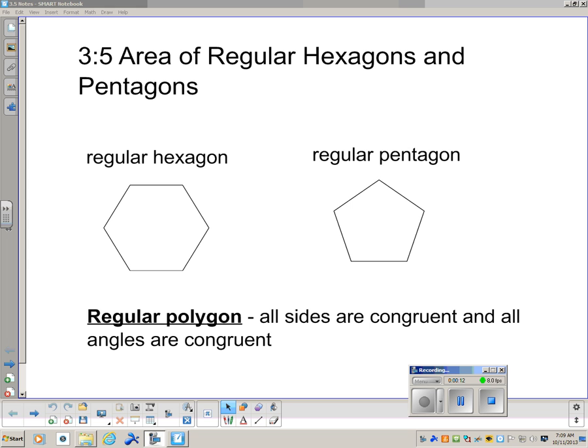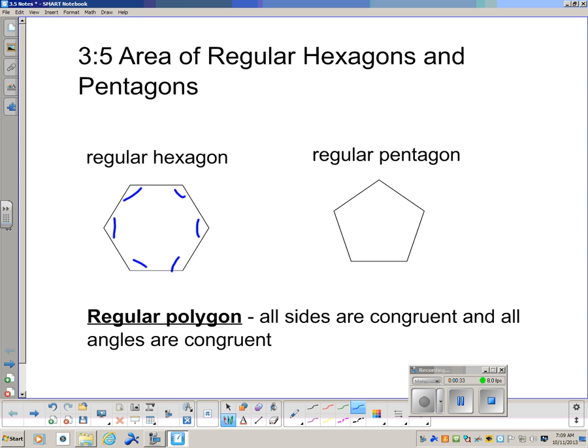So remember from geometry, we have some regular polygons here. The ones I'm looking at here are a hexagon and a pentagon. The hexagon, the first one there, has 6 side lengths and they're all congruent to each other. They also have angles on the outside, and these are all congruent as well.